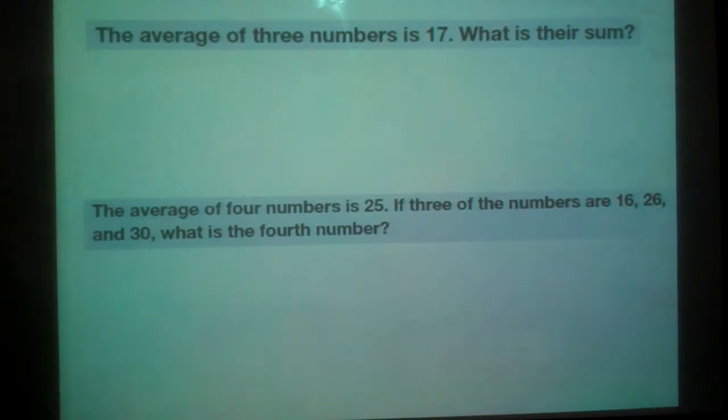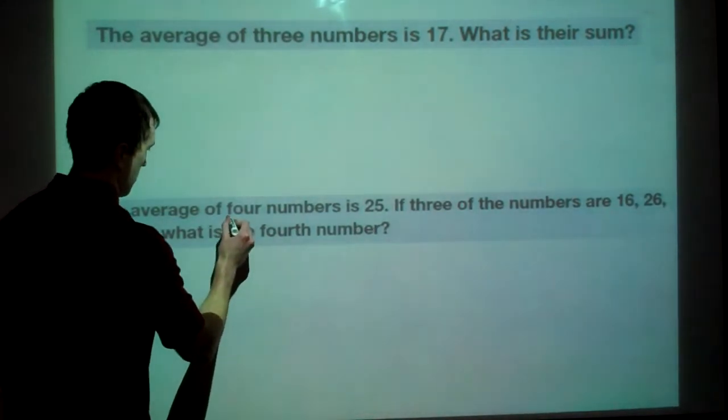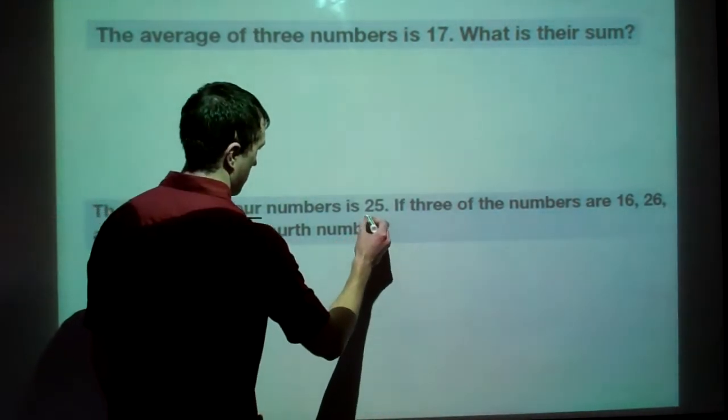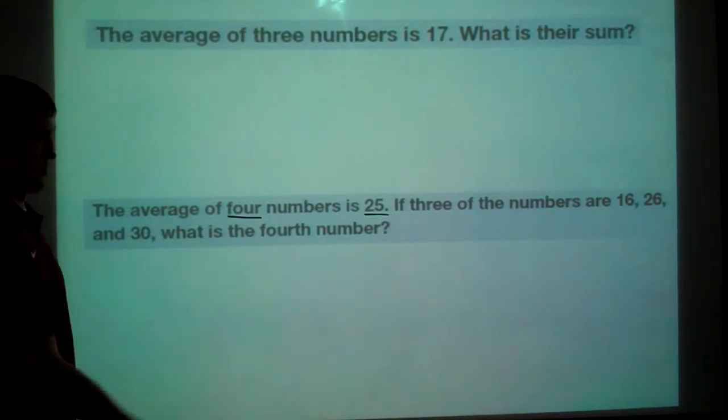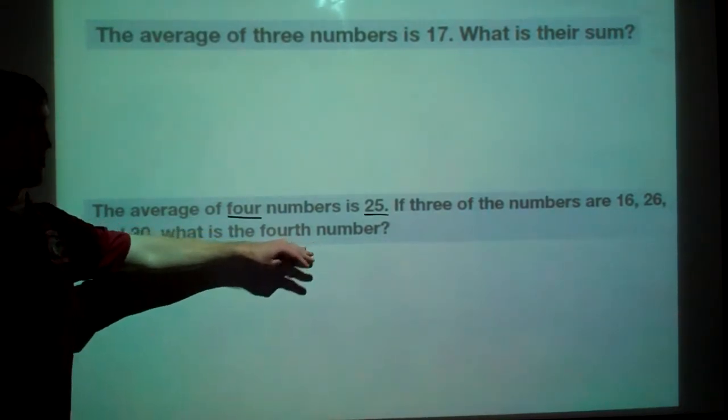Okay, so this one takes it even a step further. The average of 4 numbers is 25. If 3 of the numbers are 16, 26, and 30, what is the 4th number? Now they're asking us specifically what the 4th number is going to be.